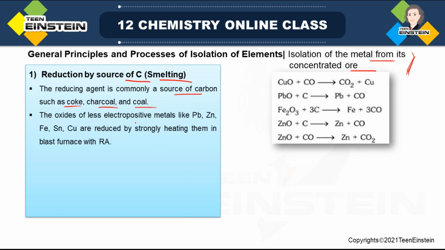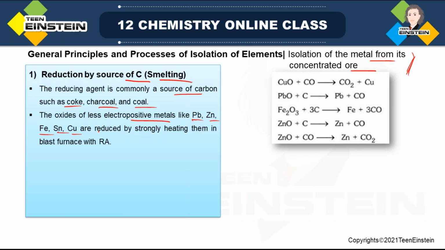The oxides of less electropositive metals. So see here what type of metals we have. We have lead, zinc, iron, tin, copper. So all these are basically D block elements and also P block elements. Okay, but here we do not have any strongly electropositive metals like S block elements, because the method for reduction of those is completely different.